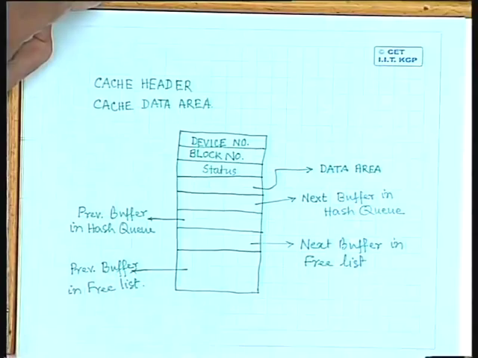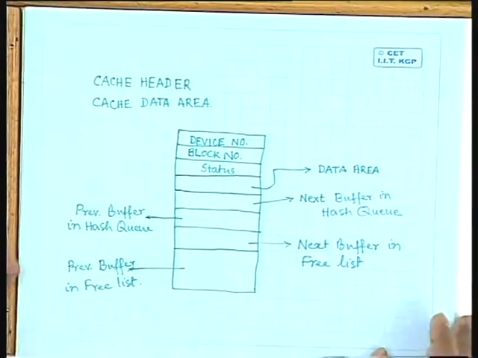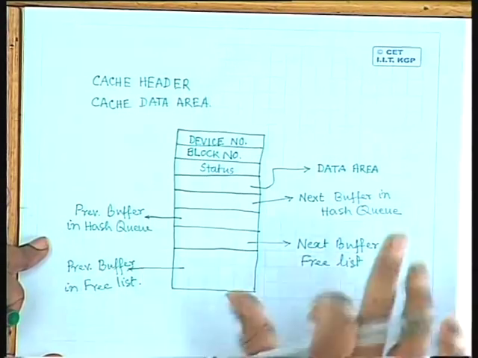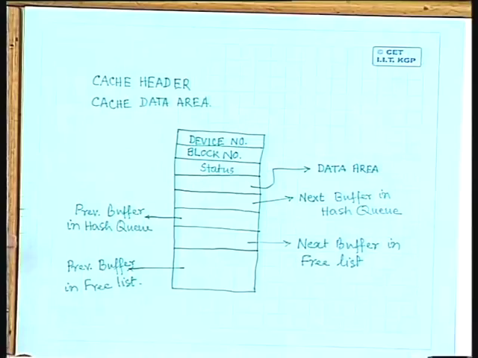Okay. Now let us see what this hash queue is and what this free list is. Hash queue is, suppose I decide that the system should contain 1,000 buffers. Okay? So for 1,000 buffers, I will have 1,000 such headers, and 1,000 such data areas. So when I have 1,000 buffers, there can be 1,000 different disk blocks present in the buffer simultaneously.